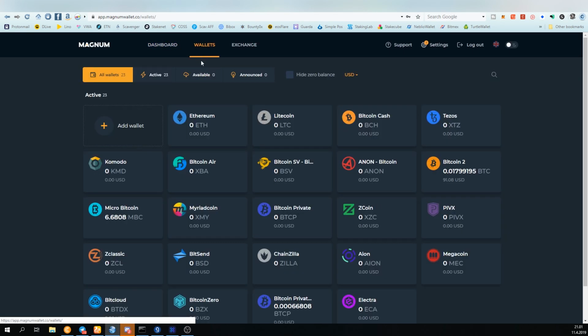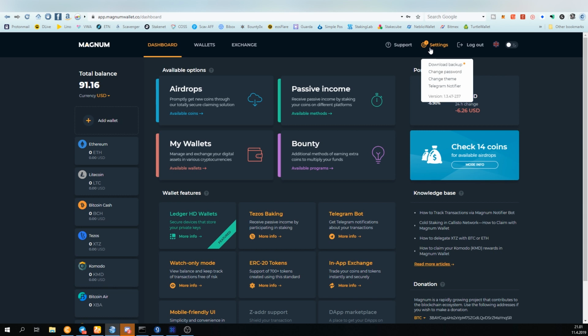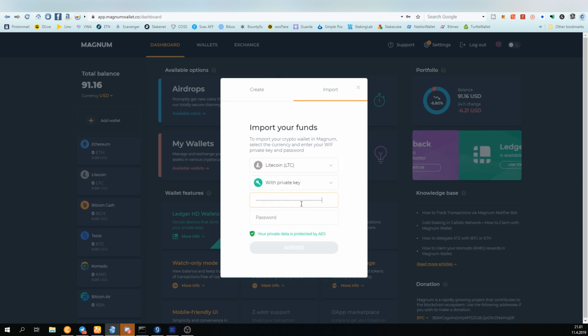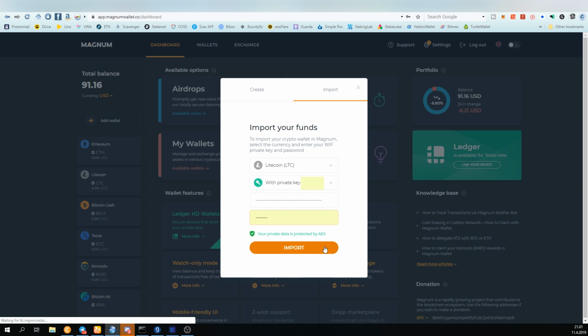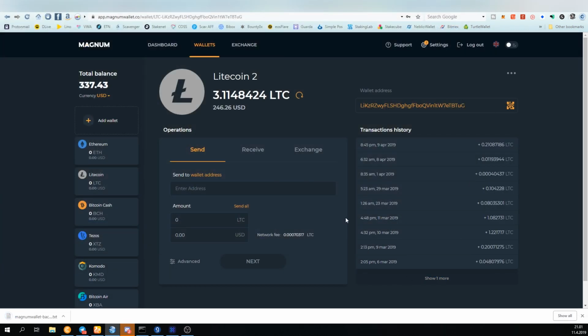We go to wallets. Where do we import? Nope. Okay. Sorry about that one. Settings. Add wallet. I'm going to pick Litecoin here. And with a private key, here we go. And we put our password, import. And we're going to put a backup there.